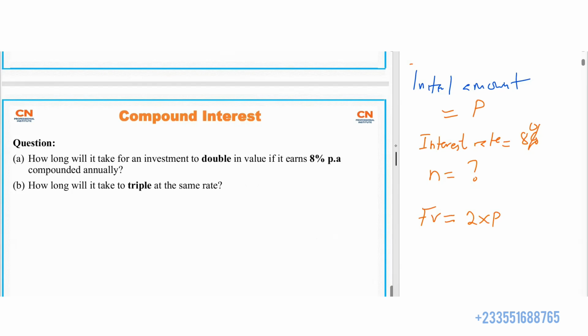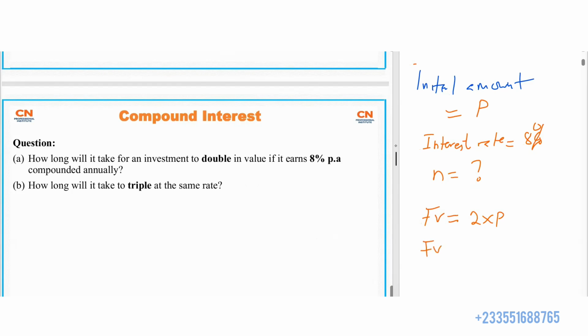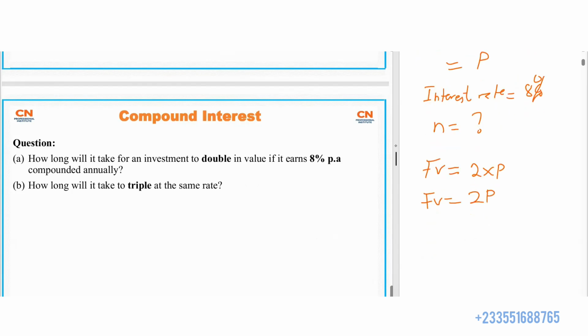As I told you, if it doubles, the future value will become twice the present value. If the present value is 50,000, then the future value will be 100,000. If the present value is 10,000, then the future value will be 20,000. That's the meaning. So we're going to use this expression to solve for N.